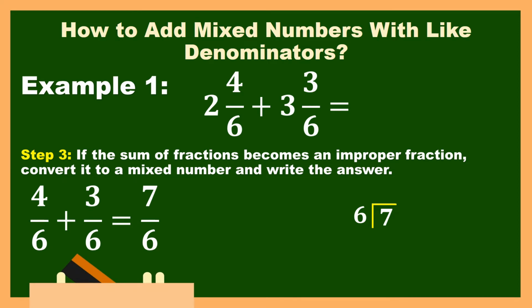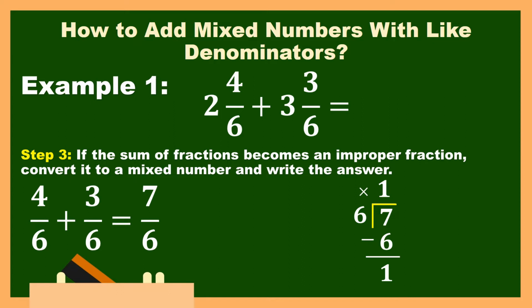So 7 divided by 6 is equal to 1 and multiply the result to the divisor which is 6. So 1 times 6 is equal to 6 and subtract. So 7 minus 6 is equal to 1. At hindi na divisible ang 1 by 6, kaya si 1 ay magiging remainder.